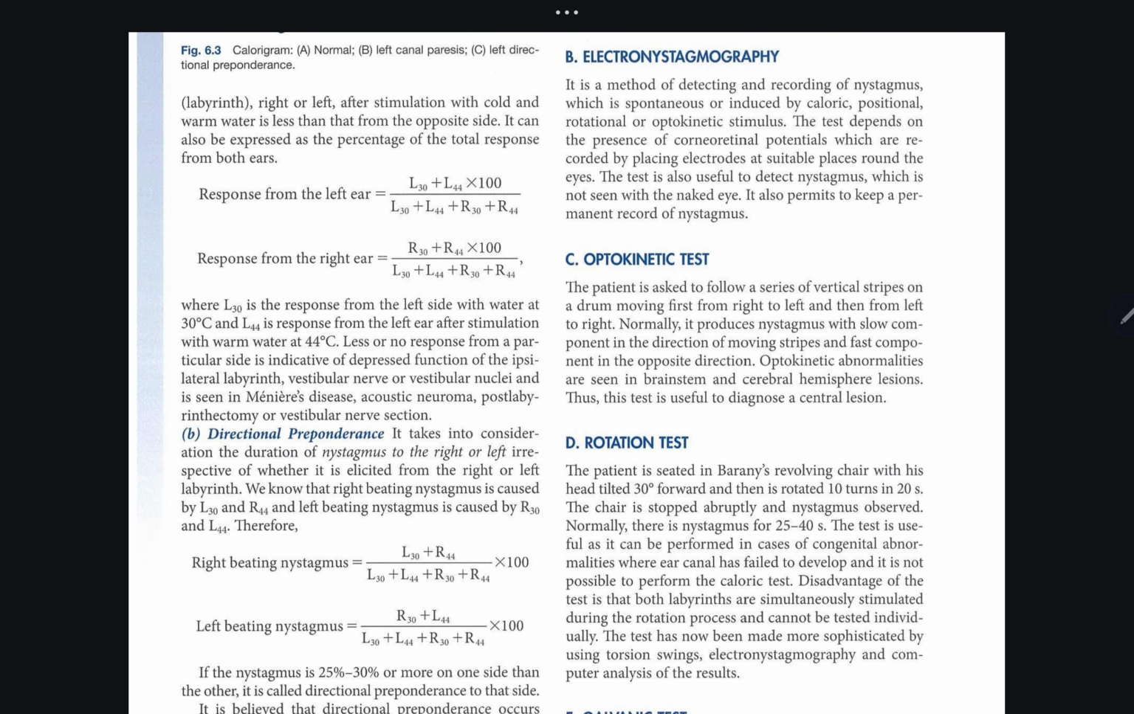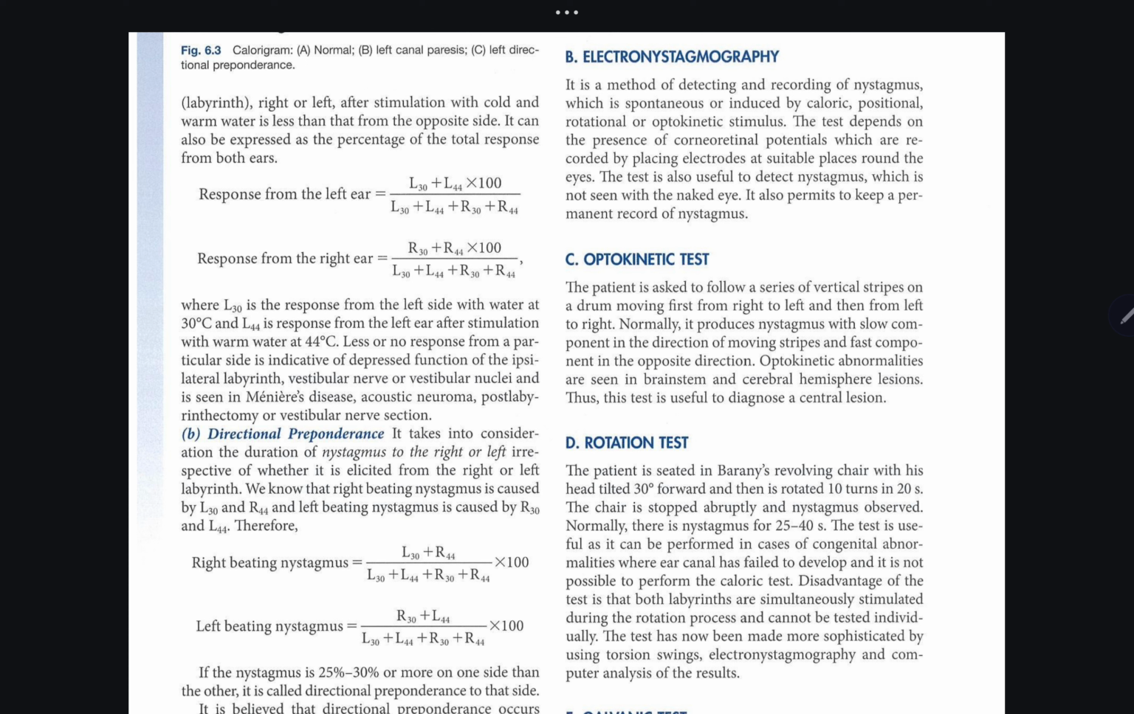Electronystagmography. It is a method of detecting and recording nystagmus, which is spontaneous or induced by caloric, positional, rotational, or optokinetic stimulus. The test depends on the presence of corneoretinal potentials, which are recorded by placing electrodes at suitable places around the eyes. The test is also useful to detect nystagmus which is not seen with the naked eye. It also permits keeping a permanent record of nystagmus.